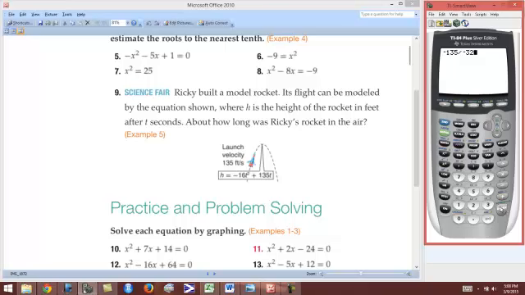Okay, so this is going to be the x-coordinate of the vertex. It's the number of seconds that go by until the rocket reaches its maximum height, because that's what the vertex would be. Okay, so I hit enter. So after 4.21875 seconds, or about 4.2 seconds, the rocket is at its maximum height.